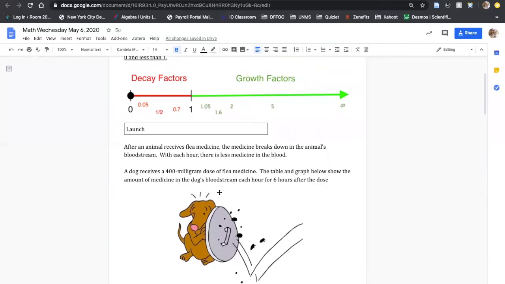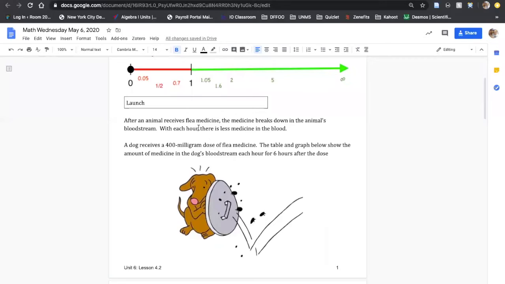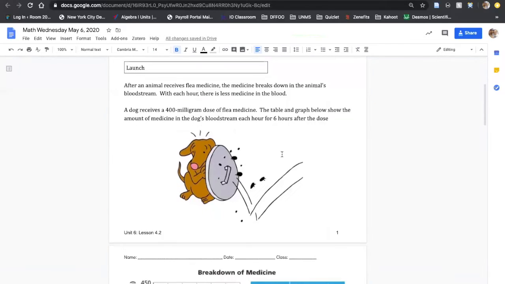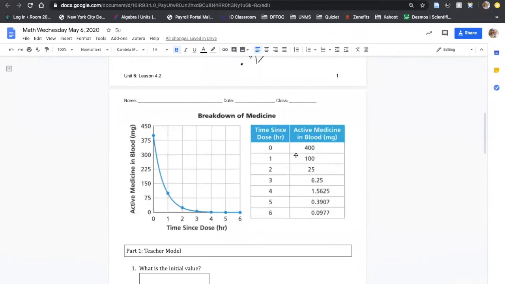I'm going to walk you through the first part, and then you're going to try another one on your own that's very simple. So it says, after an animal receives flea medicine, the medicine breaks down in the animal's bloodstream. With each hour, there is less medicine in the blood. A dog receives a 400 milligram dose of flea medicine. The table and graph below show the amount of medicine in the dog's bloodstream each hour for 6 hours after the dose, right? So over here, I have a graph, I have a table.